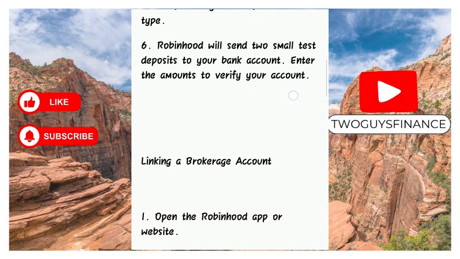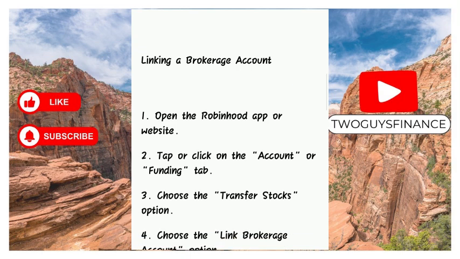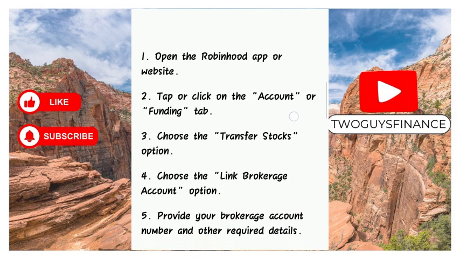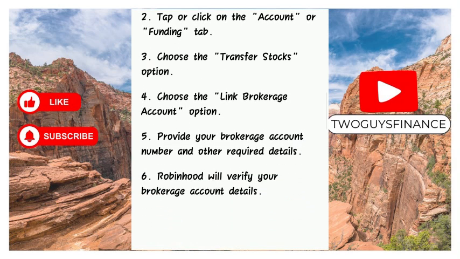For the second one is linking a brokerage account. So how you do that is also very simple. Open the Robinhood app or log into the website, and then tap or click on the accounts or funding tab. Choose the transfer stock options, then choose the link brokerage account option. Provide your brokerage account details as well as other stuff, and Robinhood will verify your brokerage account details. So that's pretty much it for that.